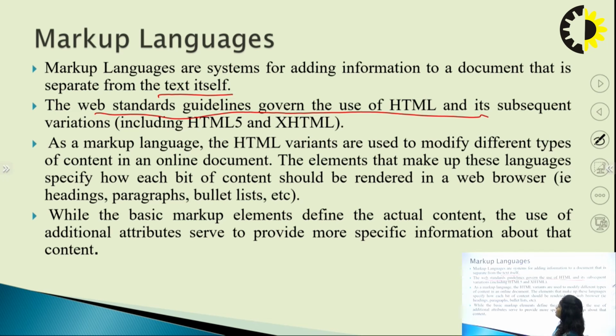As a markup language, the HTML variations are used to modify different types of content in an online document. The elements that make up these languages specify how each bit of content should be rendered in the web browsers, like headings, paragraphs, bullet lists. While the basic markup elements define the actual content, the use of additional attributes serves to provide more specific information about that content.